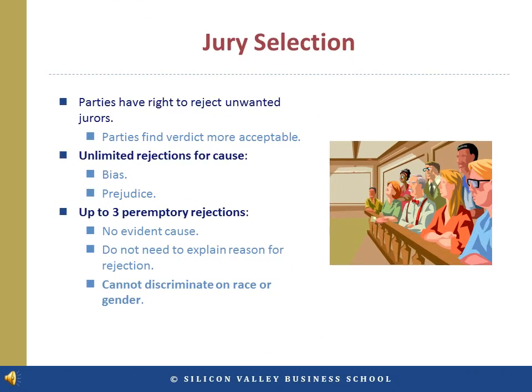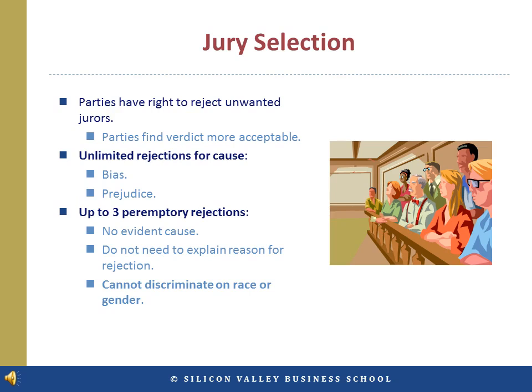If both parties have contributed to the configuration of the jury, it's thought they will find its verdict more acceptable. So the parties have a right to reject unwanted jurors. Each party has a right to reject an unlimited number of prospective jurors showing bias, prejudice, or some other cause.